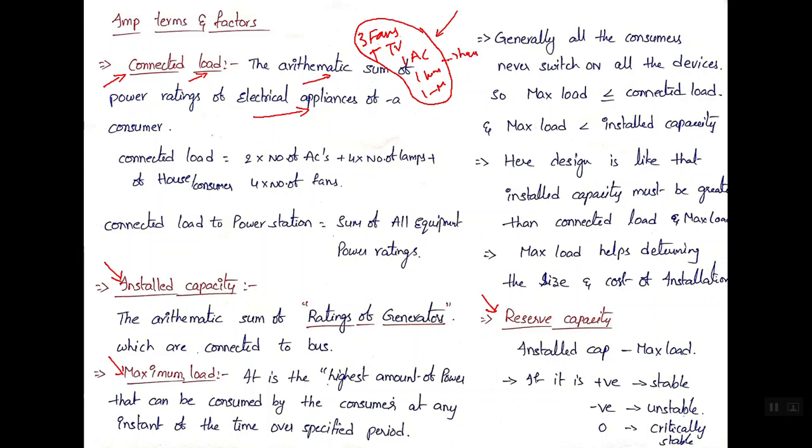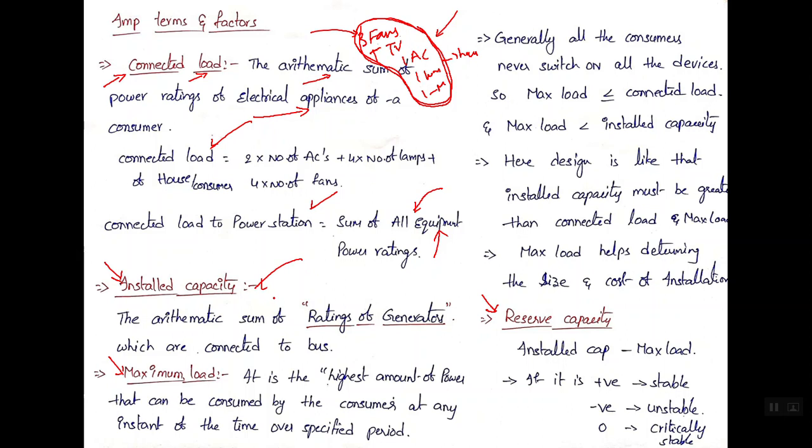In the same way, if the power system has loads, the sum of all the loads connected to the power system is called connected load. So the connected load to the power system is the sum of the power ratings of all the equipments. And what is the installed capacity?